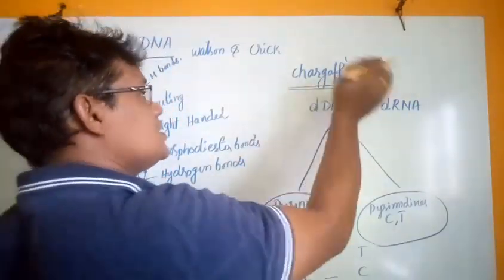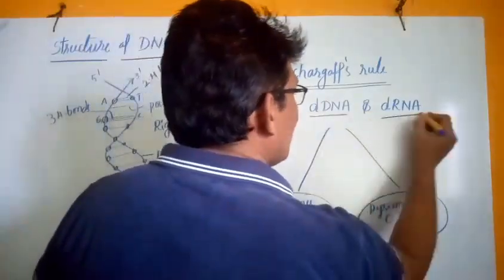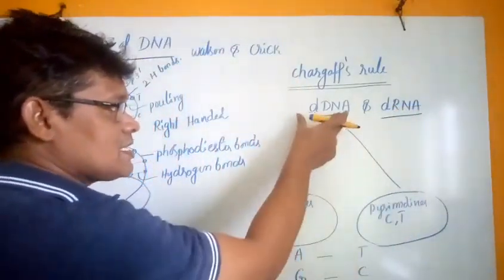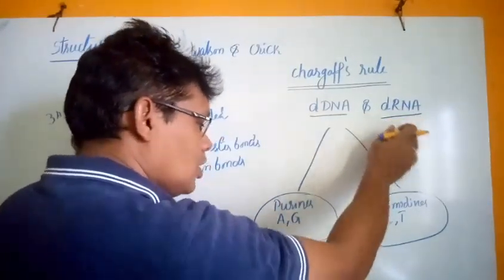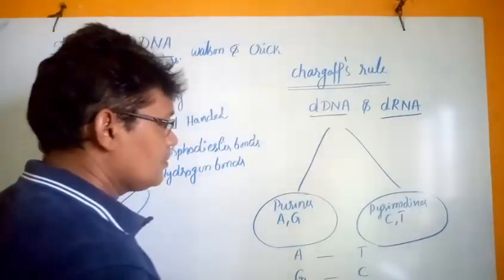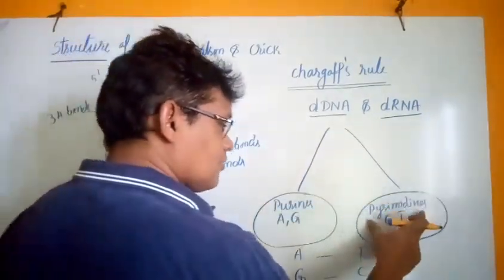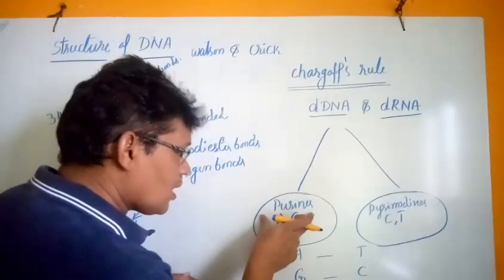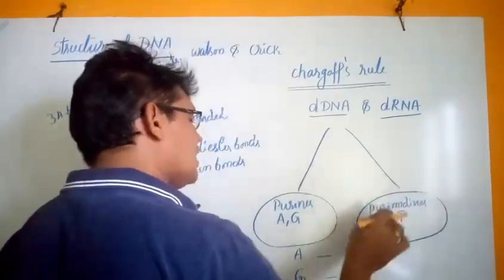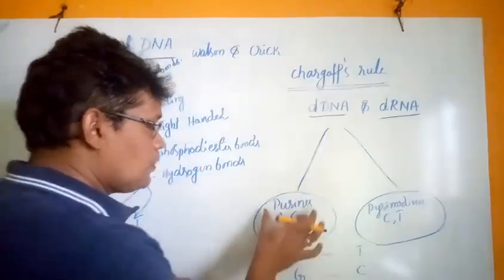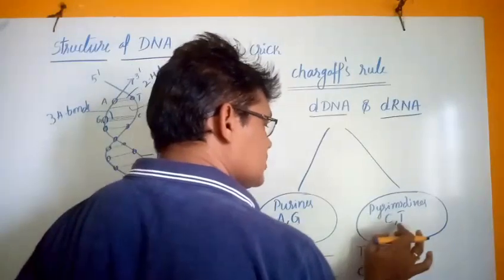Some generalizations were made by Chargaff based on double-stranded DNA and double-stranded RNA molecules. Double-stranded DNA as well as double-stranded RNA generally follow these generalizations. Purines and pyrimidines are equimolar. Purines are always equal to pyrimidines, and pyrimidines are equal to purines. Purines are adenine and guanine. Pyrimidines are cytosine and thymine.